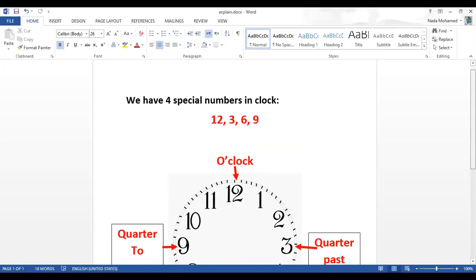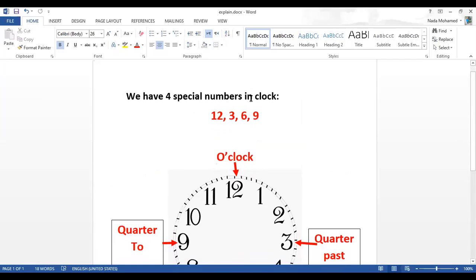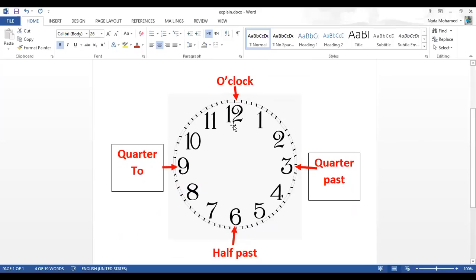Again, we have 4 special numbers in analog clock. The 4 special numbers are 12, 3, 6, and 9. As written here, if it points to 12, it will be o'clock. If the long hand for minutes points to 6, it will be half past. If the long hand points to 3, it will be quarter past. If the long hand points to 9, it will be quarter to.